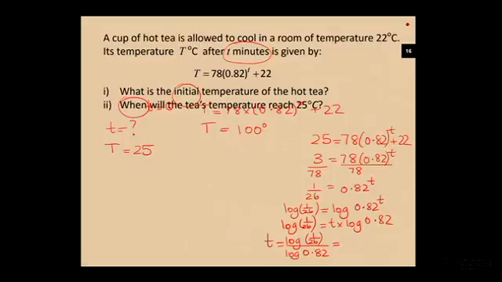Now again, if I get a negative answer, I know I'm in trouble because time can't be negative. I must have pushed something incorrectly. So here's what I've got. I've got a fraction, I've got the log of that answer that I happen to have from before. I've got the log of 0.82 on the bottom. All my brackets are complete. Anyone else get 16.417?